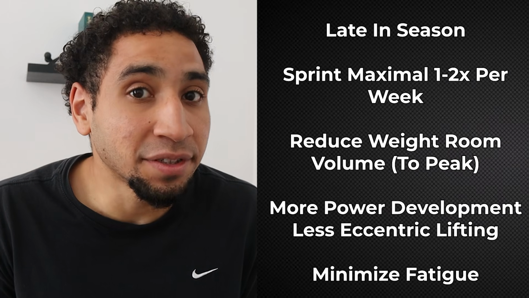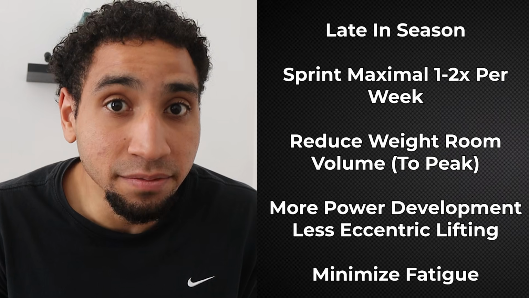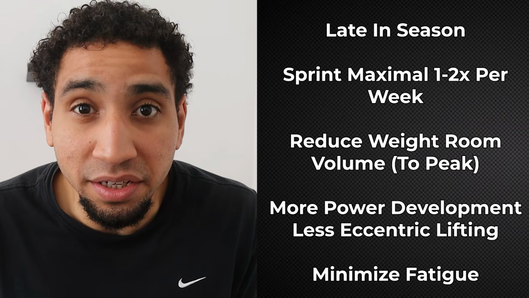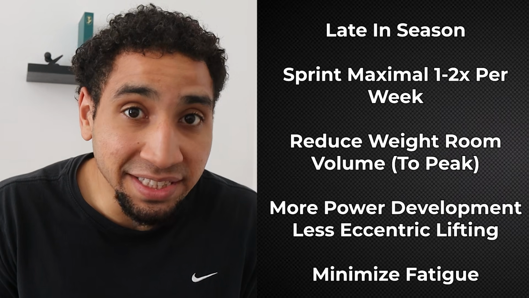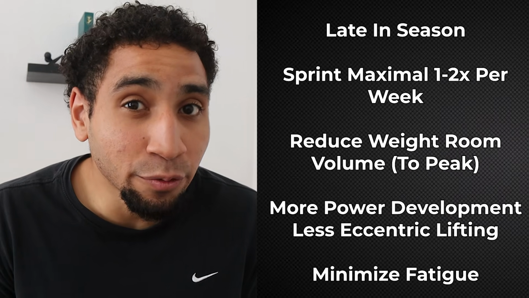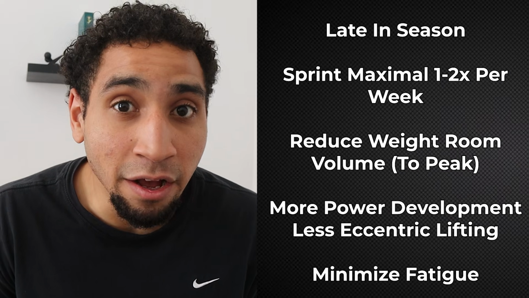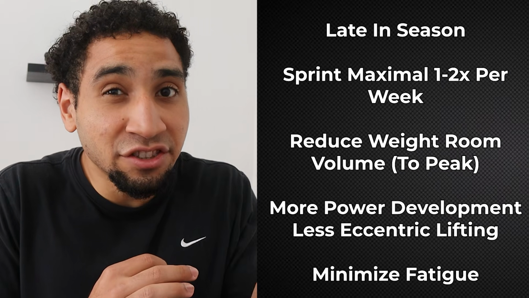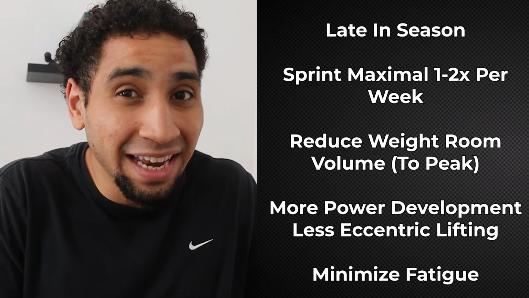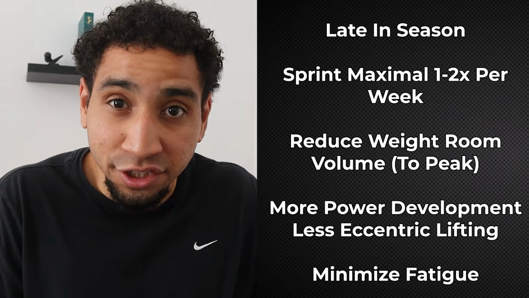Late in season, we're going to be focusing on peaking our sprint speed qualities. We want to be sprinting around 1 to 2 times per week and maximum 3 times per week. And obviously, we're going to be focusing on lower volume excels and lower volume max velocity sprint work. Then lower volume weight room training, mainly focusing on power development. And try to remove a lot of the eccentric training, since eccentric is going to lead to more muscle damage, which is going to impair your sprint mechanics and your overall outputs when you're doing your sprint sessions.